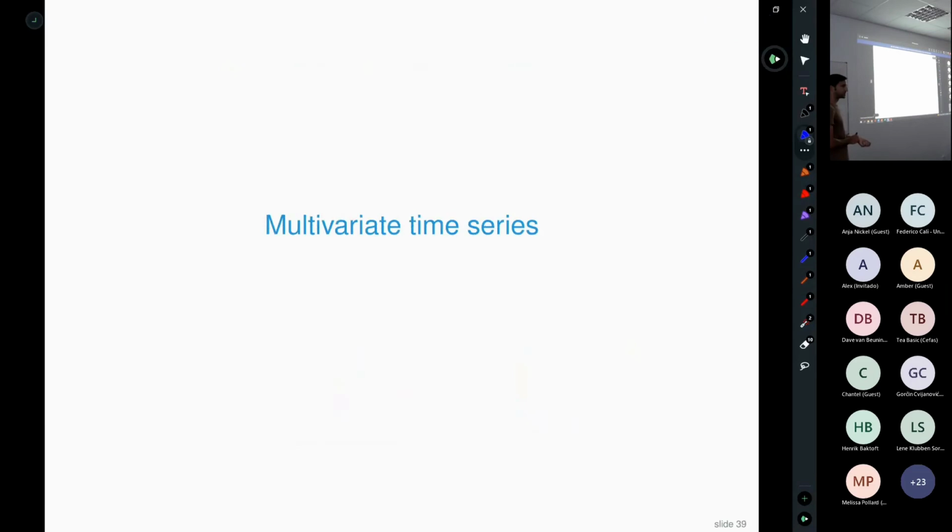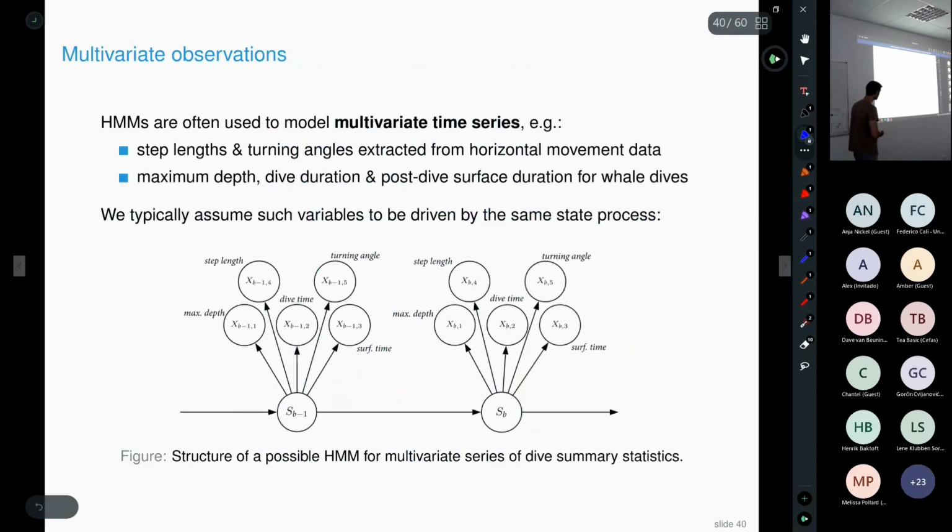Okay, now multivariate time series, and this will now go towards this turning angle incorporation into the model. Actually, on the first slide, I have an even more complicated HMM here, but we will then talk about the steps and turns model. So often we have multivariate time series. The typical example will then, of course, be steps and turns. So you have horizontal movement data, you convert them into the step length between locations and the turning angle, so the changes in direction between successive movement directions. That's what we usually do.